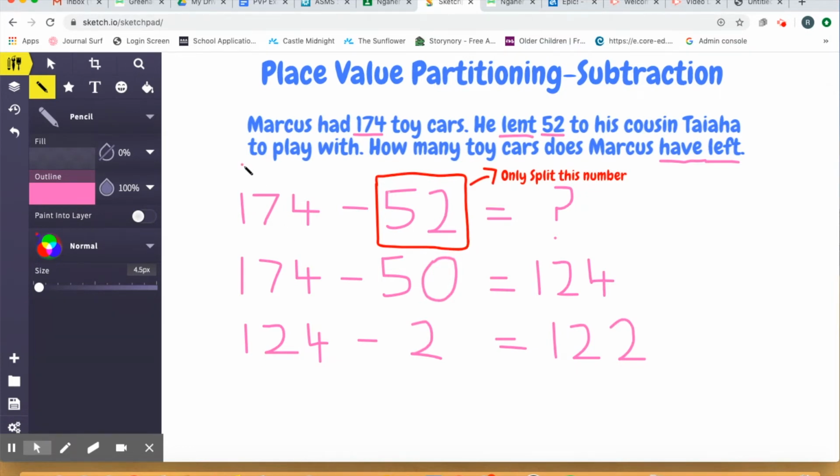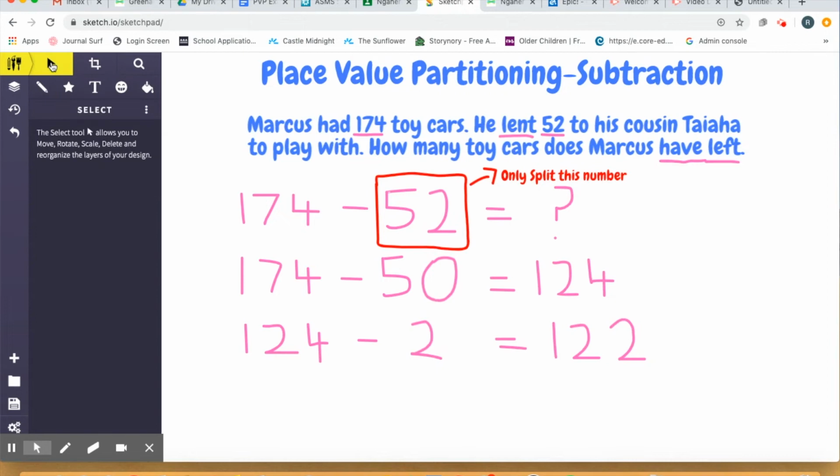So I've got Marcus had 174 toy cars. He lent 52 to his cousin Taiha to play with. How many toy cars does Marcus have left? So again, I've done this as a word problem, and I've highlighted 4 pieces of important information. My 174, lent, 52, and have left. So my 174 and my 52 are going to be my numbers, and my lent means I'm getting rid of those. I don't have them anymore. That shows me that it's going to be a subtraction problem. And the last thing I have there is have left.